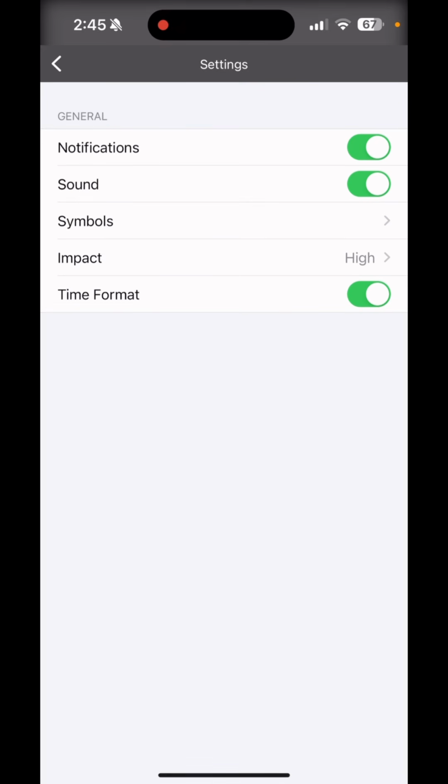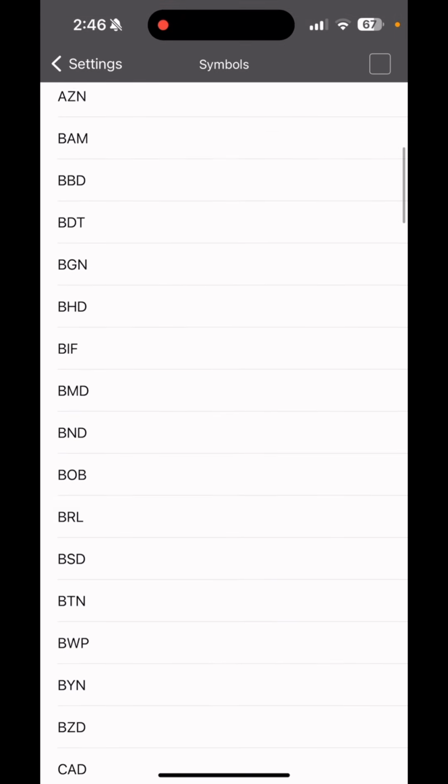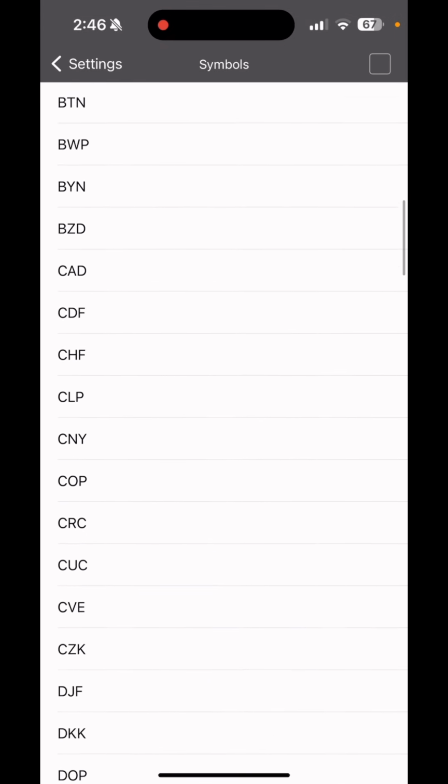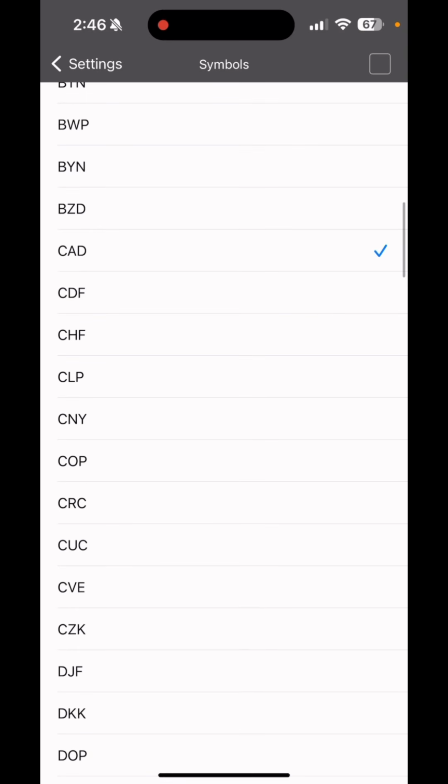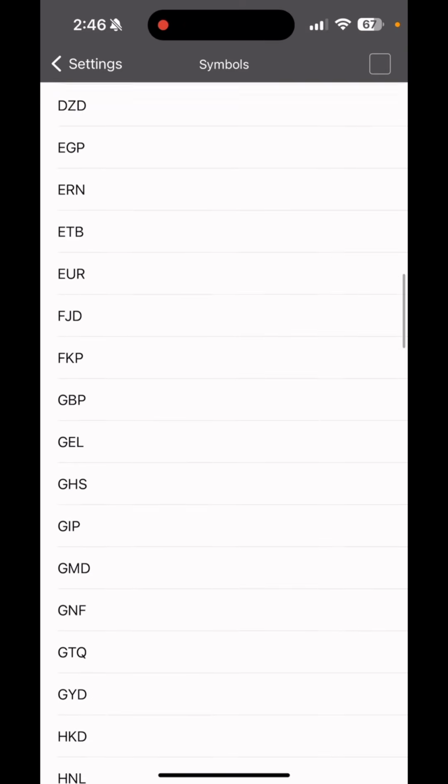Sound, symbols. Now let's click symbols. These symbols, if you see the top right, if you check all, all will be checked, but if you uncheck it, all will not be checked. So you would have to choose the currencies you trade most, and check the top five most traded currencies. Use AUD. Let's do CAD, Canadian dollar. I trade Canadian dollar.